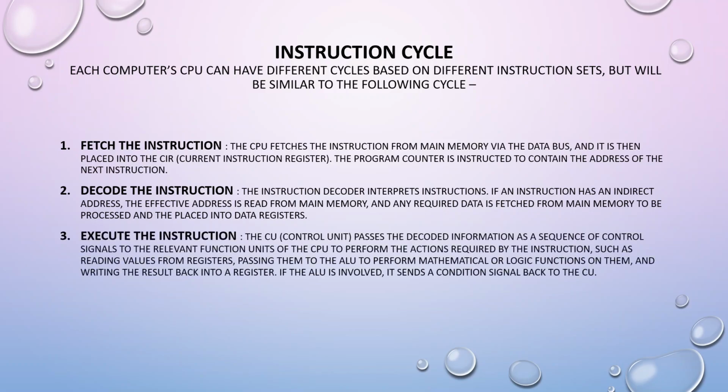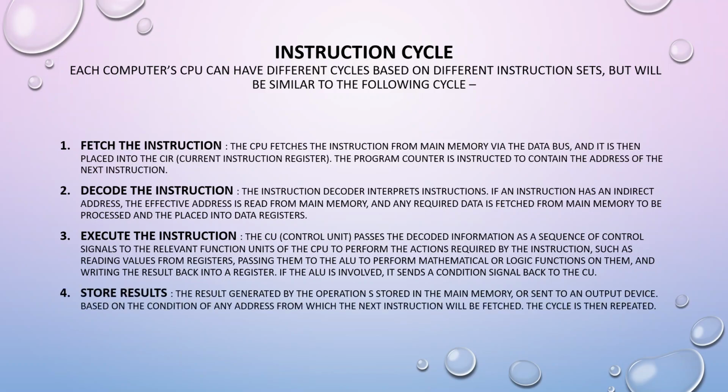3. Execute the instruction. The CU, control unit, passes the decoded information as a sequence of control signals to the relevant function units of the CPU to perform the actions required by the instruction, such as reading values from registers, passing them to the ALU to perform mathematical or logic functions on them, and writing the result back into a register. If the ALU is involved, it sends a condition signal back to the CU.